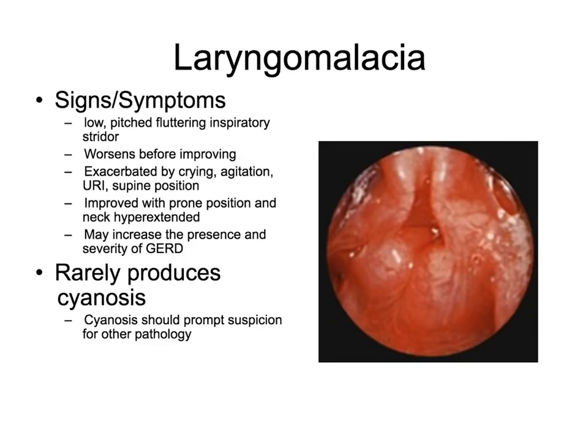Signs and symptoms include low-pitch fluttering inspiratory stridor that's exacerbated by crying, agitation, URI, or being in a supine position. It is improved with prone position and neck hyperextended. Reflux can increase the presence and severity of it. It rarely produces cyanosis. As seen in this picture, you can see how swollen the epiglottis is and how it's obstructing the vocal cords and air into the larynx.